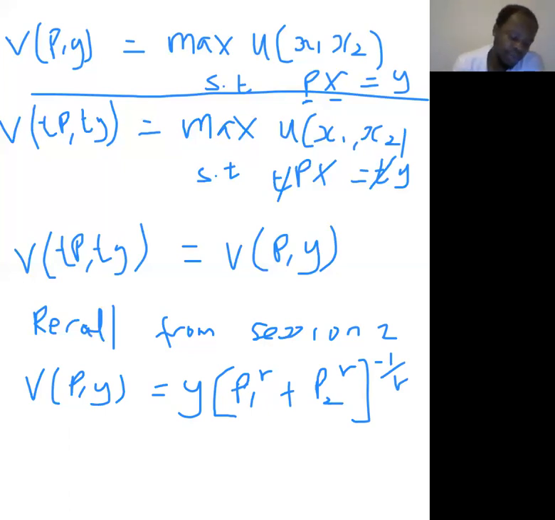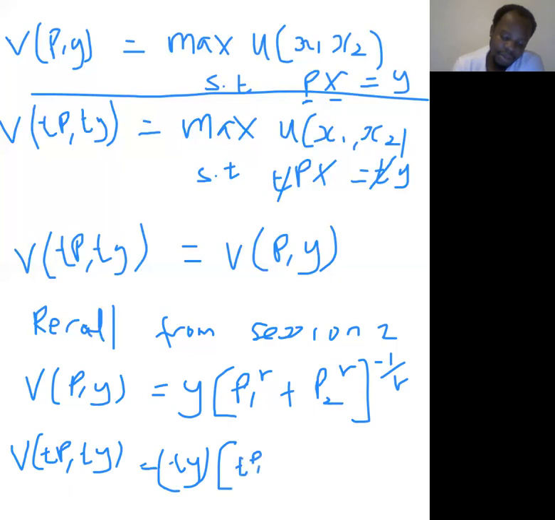So let's say a situation whereby you multiply both sides by a certain proportion, T, prices and income, by T. So then I'm going to have it as TY into bracket TP1^r plus TP2^r into bracket negative 1 over r. Great, so we have it as this.